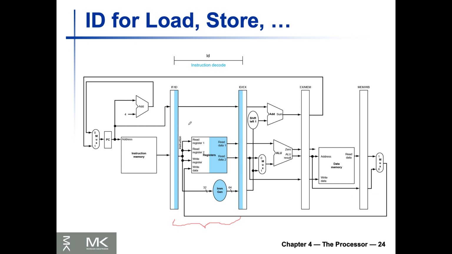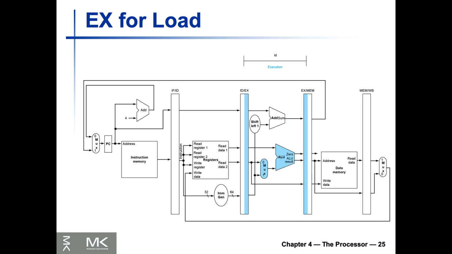Now, what we need to do for instruction decode and read register is to understand which read registers are going to be used, like these two. We need to use the 32 to 64 immediate generation, and then we're going to pass it to the next level, which is the execution phase. Using this 32 to 64, we are actually doing the sign extended version of a register.